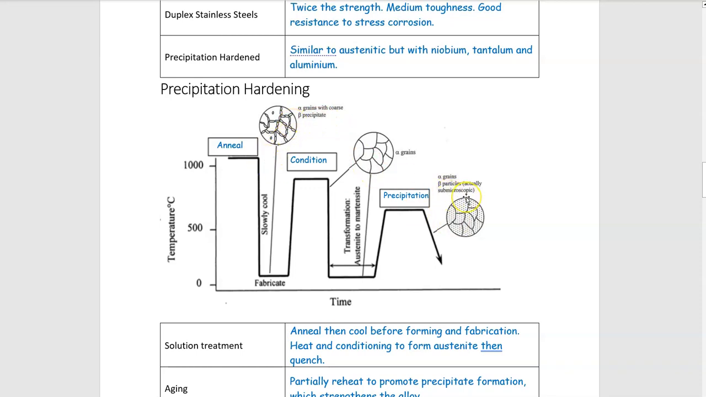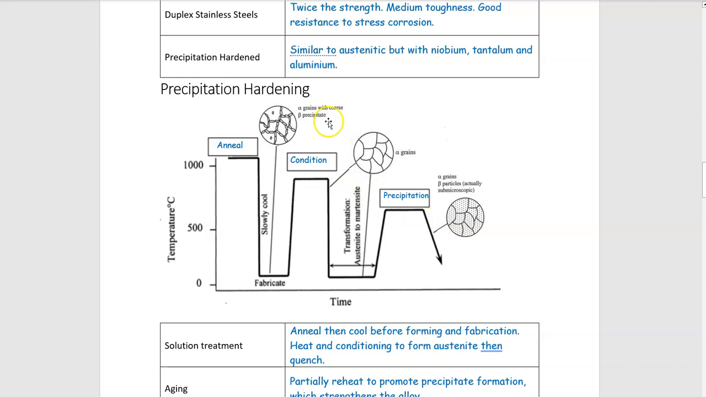There are three steps to precipitation hardening. First we're going to anneal, and then we're going to cool it slowly. Then we're going to condition, and that's the second step. And then we're going to cool again. And then later we're going to precipitation harden, and that's where we're going to leave it for a long time, also known as age hardening.